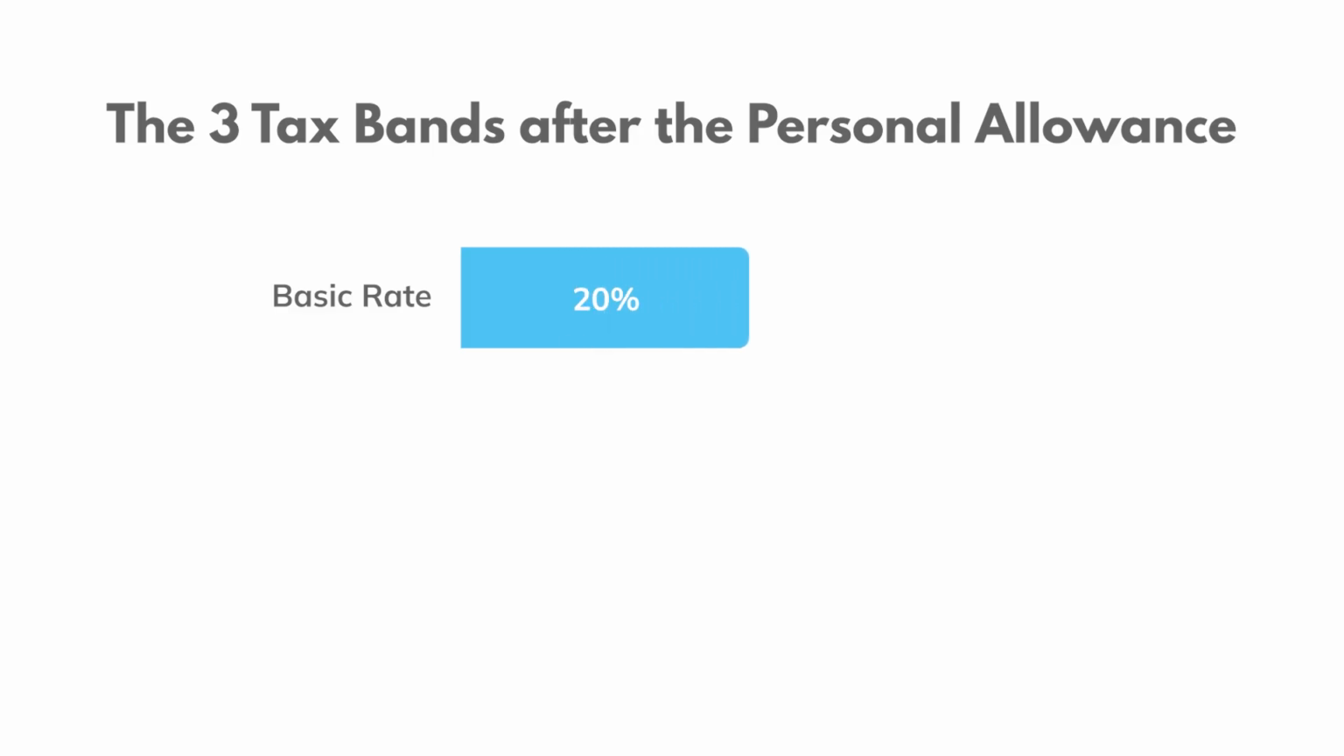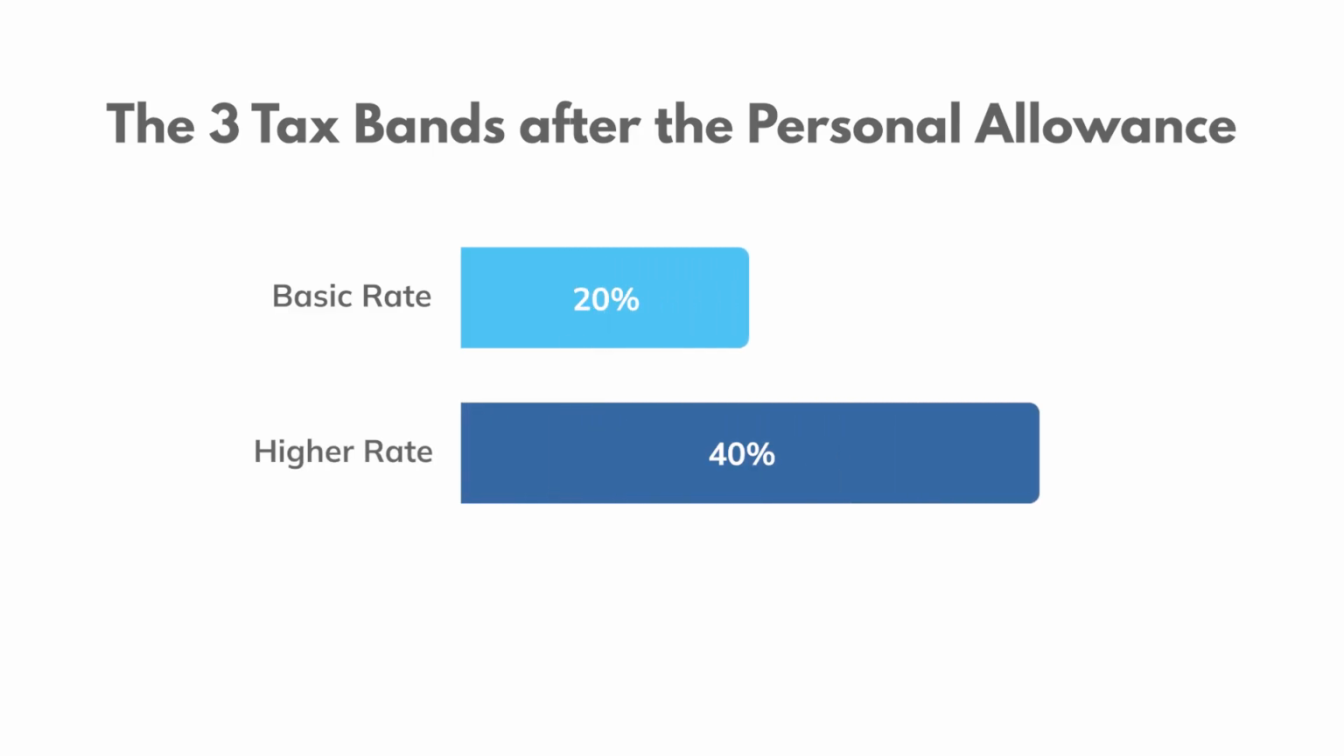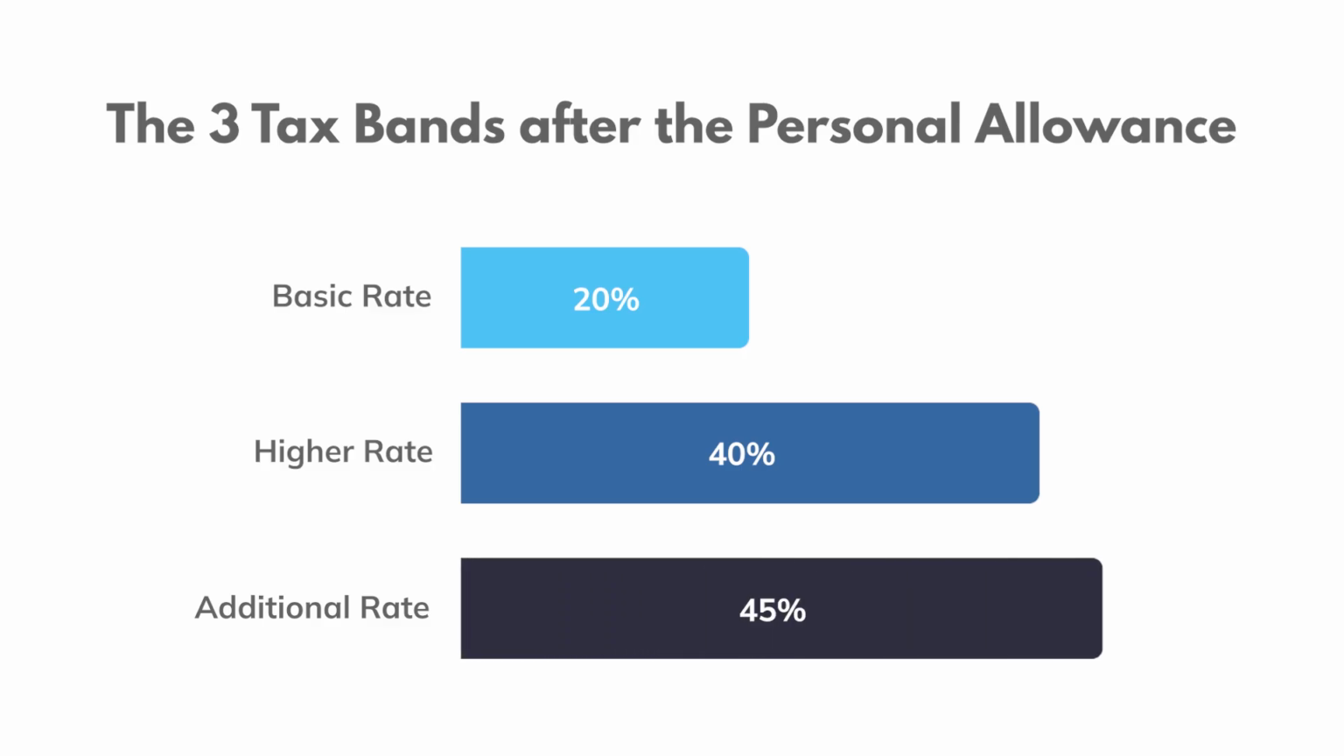Now, if you've earned more than the current tax rate allowance, there are different income tax rates that apply depending on how big of a profit you've made. Now, this sounds a little bit complicated, but don't worry, I can explain it. So, there are 3 tax bands after the personal allowance. The basic rate, which is taxed at 20%, the higher rate, which is taxed at 40%, and the additional rate, which is taxed at 45%.